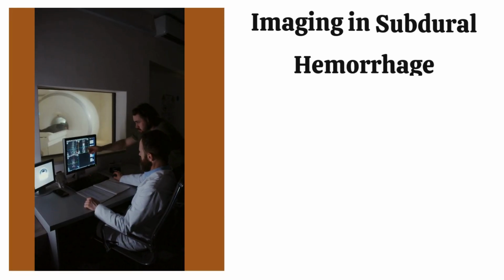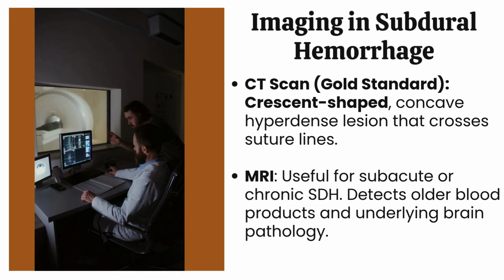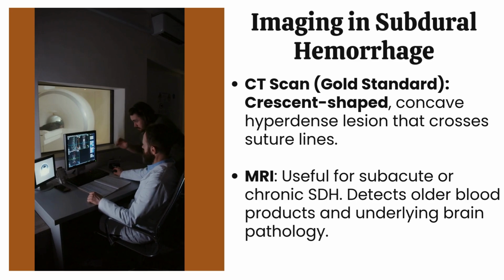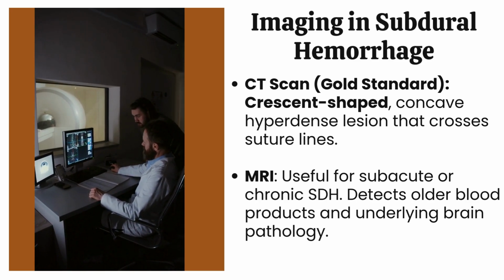What imaging is done in subdural hemorrhage? CT scan is the gold standard. It shows a crescent-shaped, concave hyperdense lesion that crosses suture lines. MRI is useful for subacute or chronic subdural hemorrhage. It detects older blood products and underlying brain pathology.